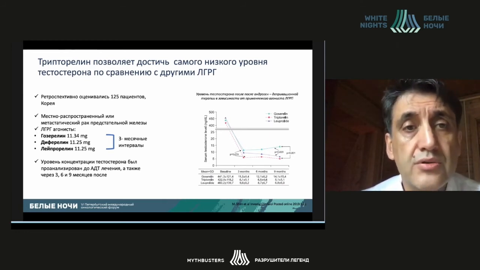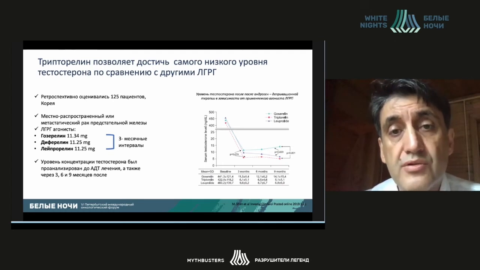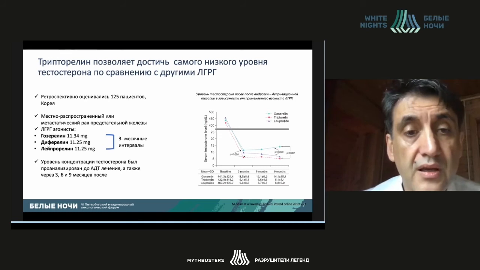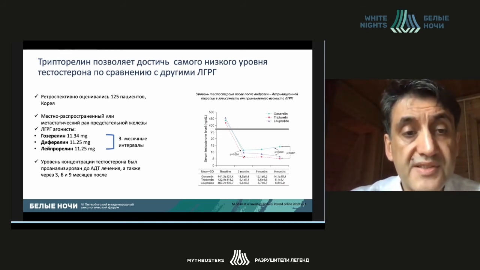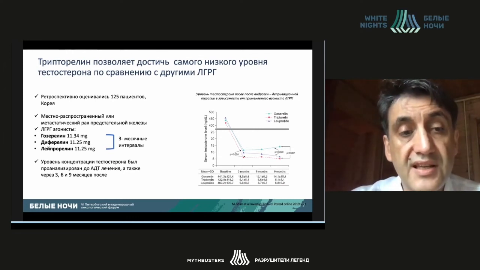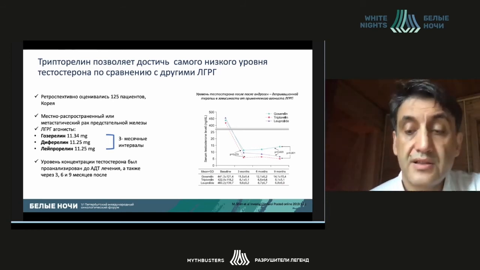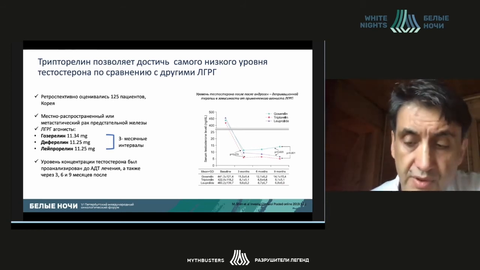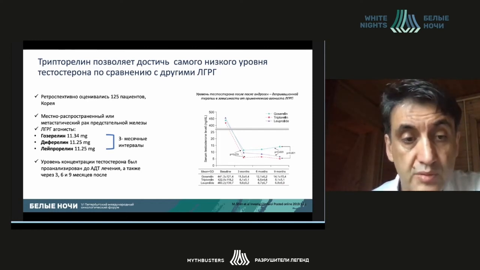I would like to show several slides on triptorelin, which makes it possible to reach a rather low level of testosterone as compared to other luteinizing hormone-releasing hormone agonists. That study involved 125 patients, and we compared three LHRH agonists, goserelin, diphereline, and leuprorelin, that were administered in 3-month doses.